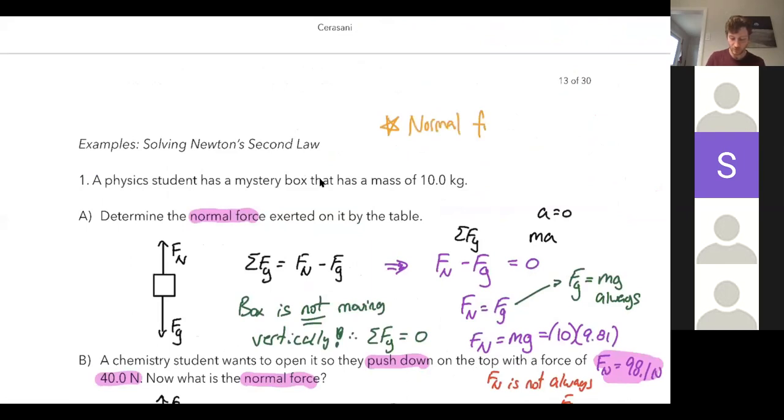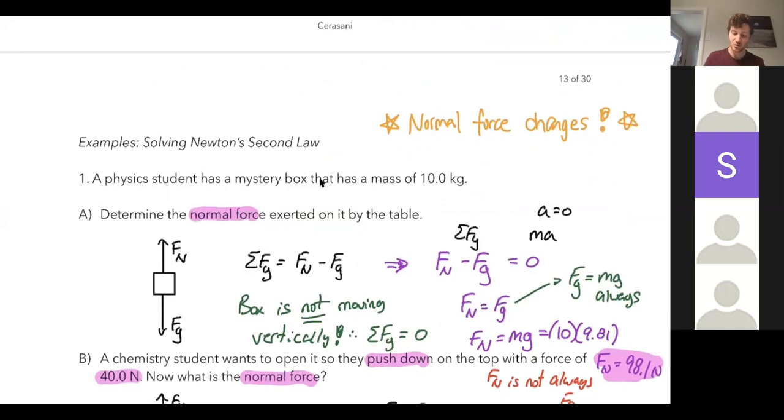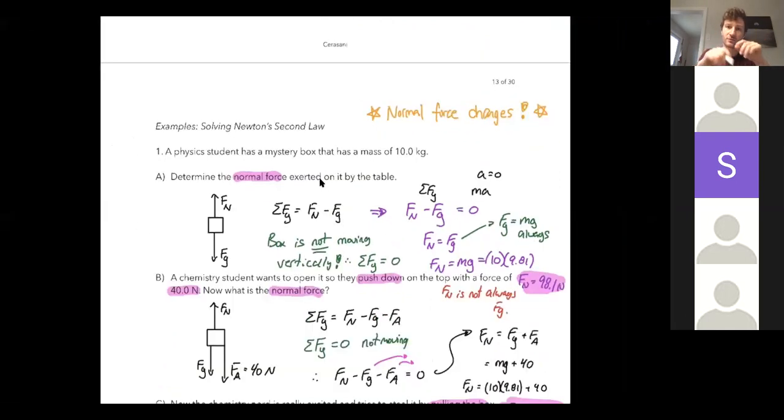One thing that I see students struggle with all the time is that they assume that your normal force is always the force of gravity because you always have this pair. It's just not true. Okay, your normal force changes. You need to find it for every single question if the question asks you. You can't just assume that it's FG.